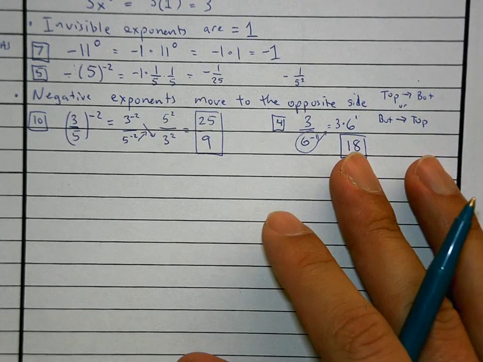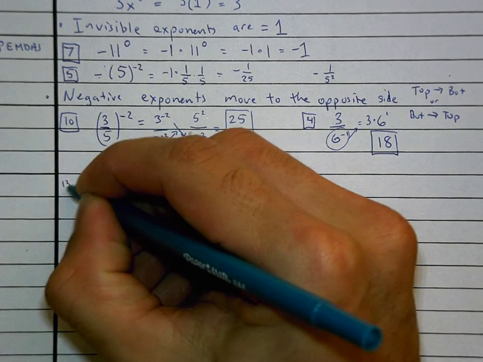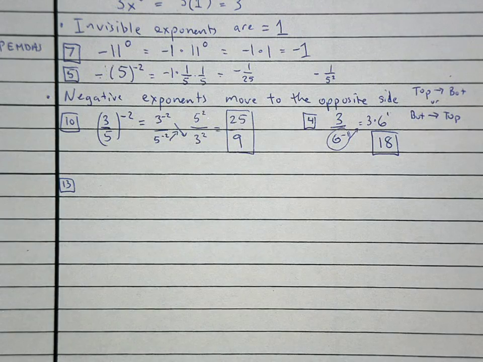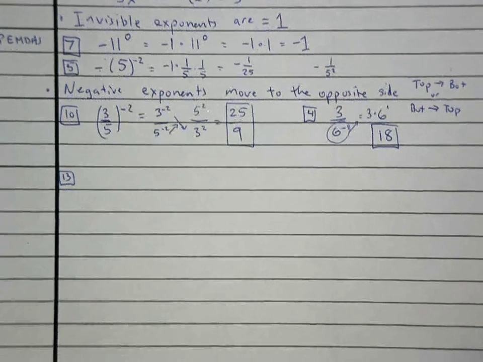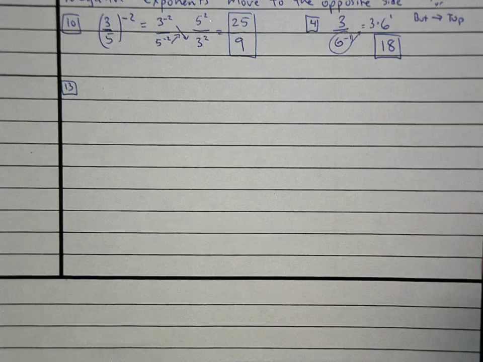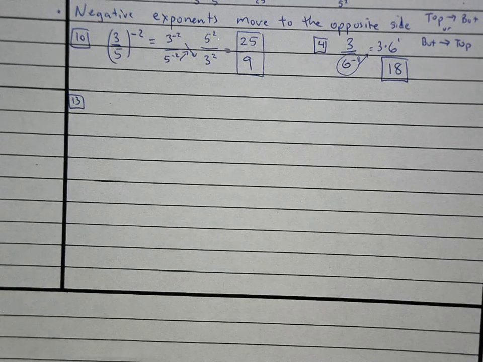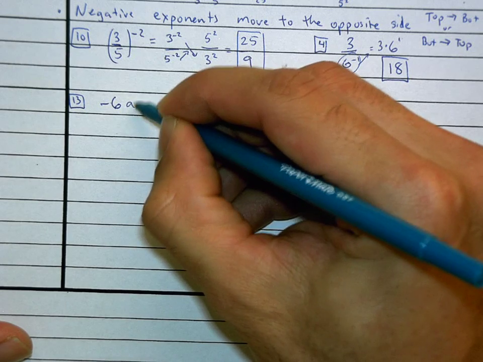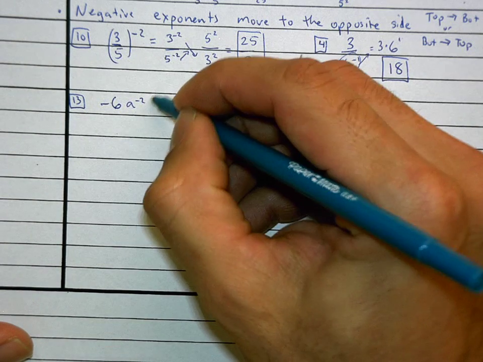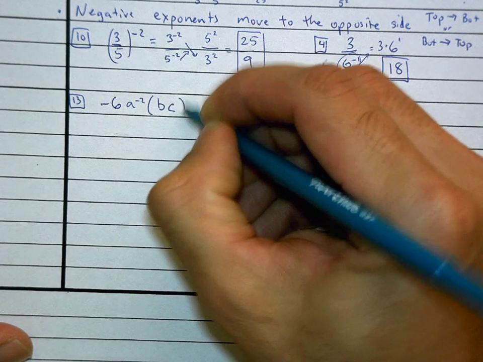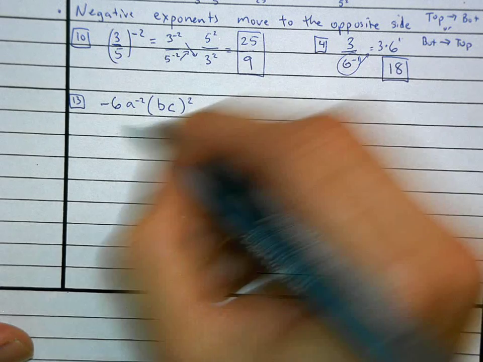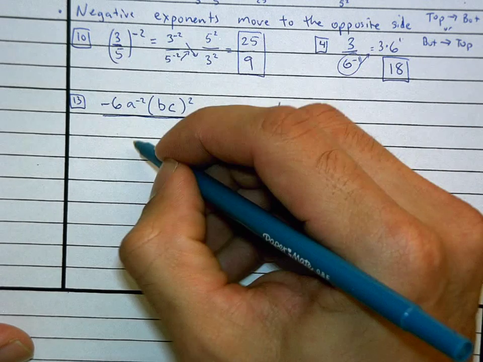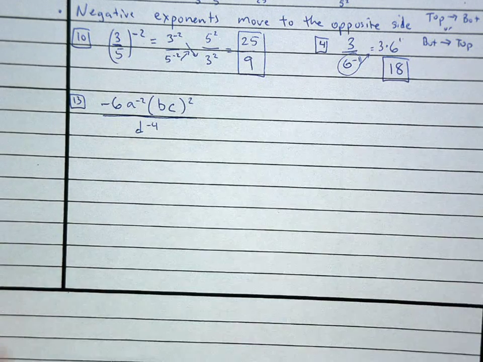Let's do number 13. Because everything I've shown you up to now are the small things. And then number 13, it just goes into another level. It looks like this. Negative 6, a to the negative 2, parenthesis, bc, end of parenthesis squared over d to the negative 4. It's going to look a lot harder.